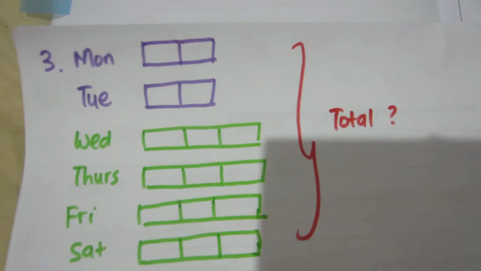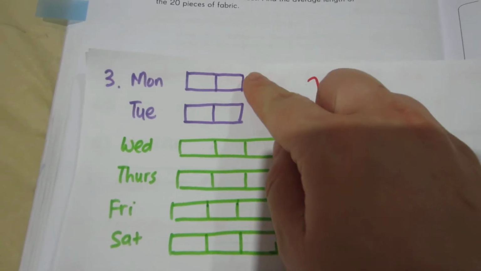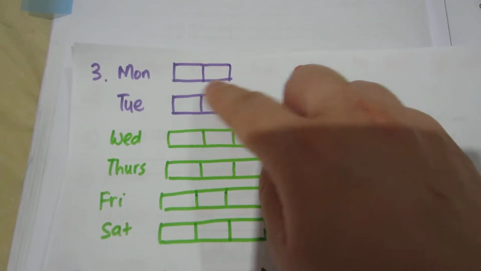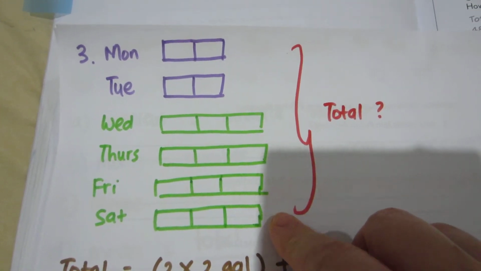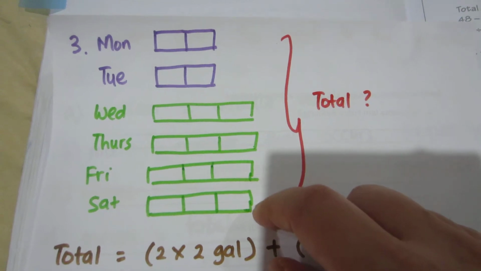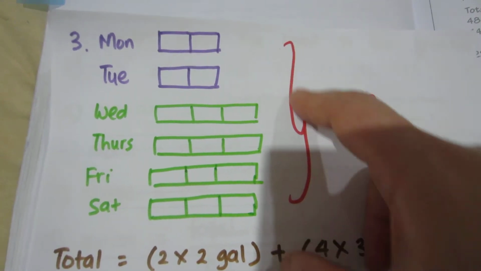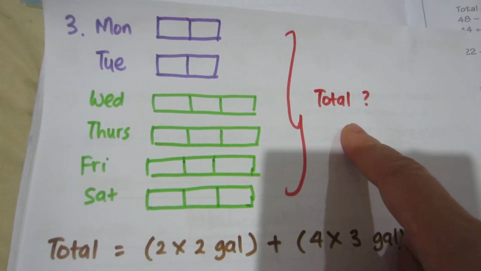So first we draw the bar model. Monday and Tuesday, only 2 gallons. We just draw it 2. And then Wednesday, Thursday, Friday, Saturday, 3 gallons, 3 gallons, 3 gallons, 3 gallons on average. So now we find the total, right? How to find this total?